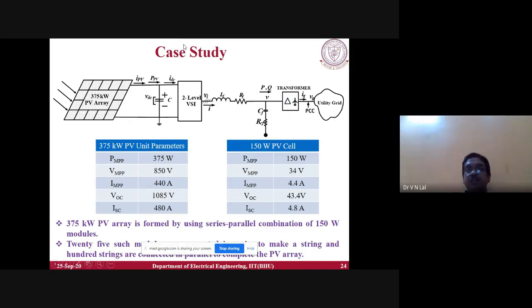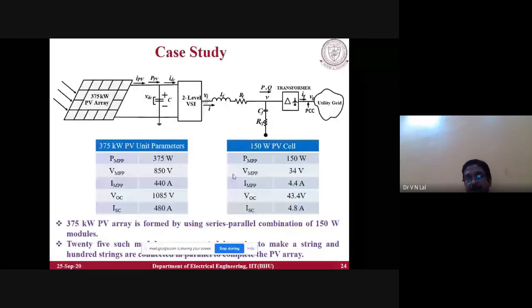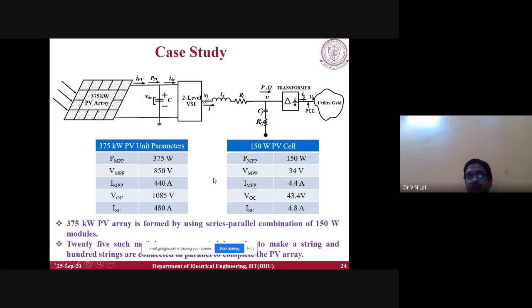So by using this 150 watt PV module, 25 such modules are connected in series to make a string. Okay, so voltage: 25 multiplied by this, they are connected in series to form a string, is equal to 850 volt. Okay, 25 multiplied by this is equal to 1085. So 25 such modules are used to formulate a string, and 100 such strings are connected in parallel to formulate finally a 375 kilowatt array.